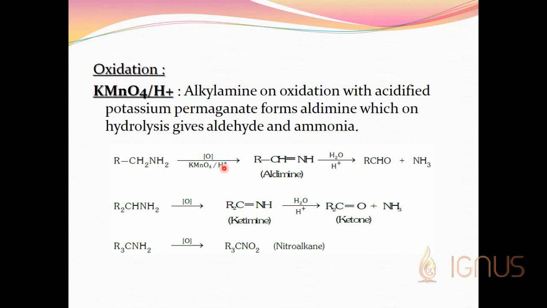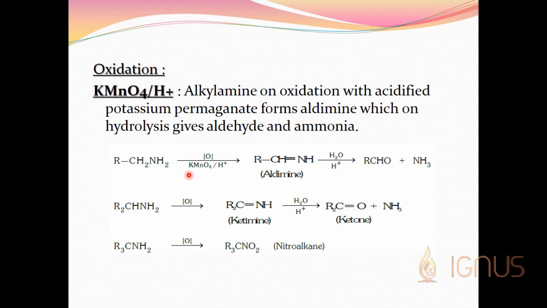Next, oxidation reaction. The oxidizing agent used is KMnO4 in acidic solution. Alkyl amine on oxidation with acidified potassium permanganate forms aldimine, which on hydrolysis gives aldehyde and ammonia. If we treat the amine with an oxidizing agent like KMnO4 in acidic solution, we will be getting aldimine, which on hydrolysis, this bond will break and in place of C double bond N, you will be getting C double bond O. Hence you will be getting aldehyde as the product. Similarly, if you are using secondary amine, you will be getting ketone as the product. When we use tertiary amine, you will be getting nitroalkane as the product. Just note down all these three reactions.